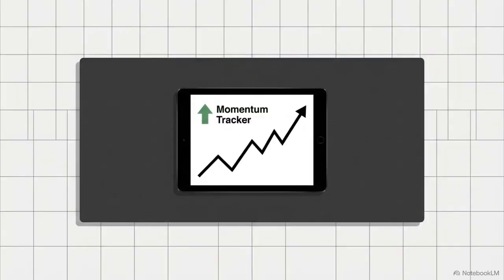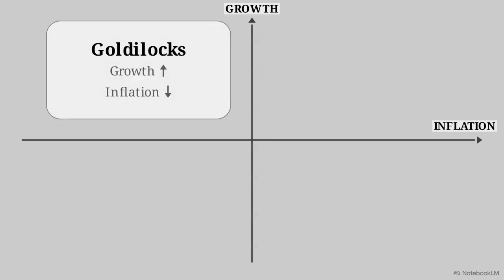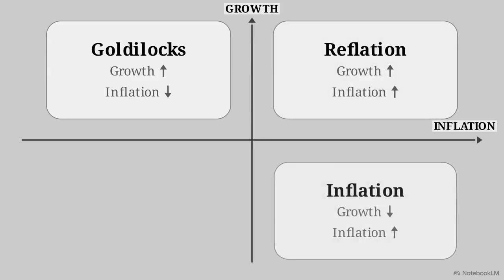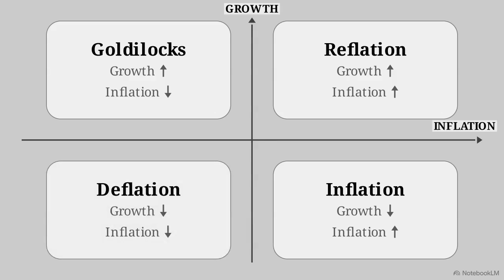Logic Macro Regime uses this diffusion index as the primary momentum signal for their growth cycle component. Logic combines the growth cycle and inflation cycle to map four distinct macroeconomic regimes. Rising growth drives Goldilocks, where inflation is down, and reflation, where both metrics accelerate. Falling growth drives inflation, where inflation stays high, and deflation, where both slow together.